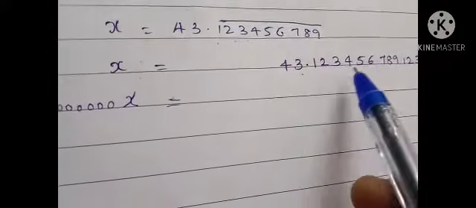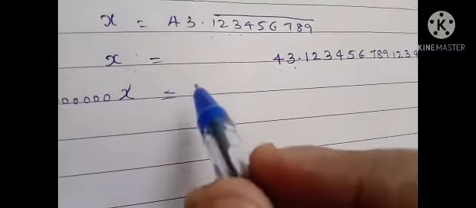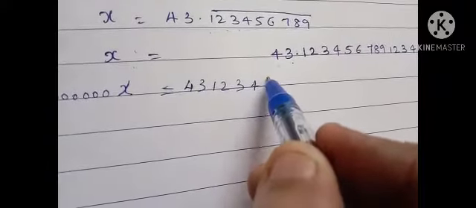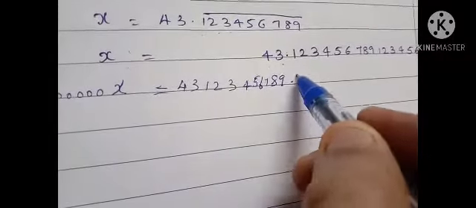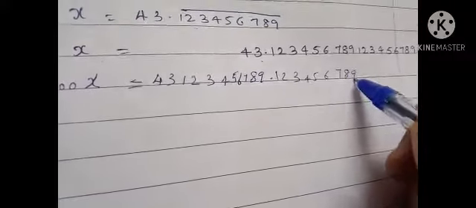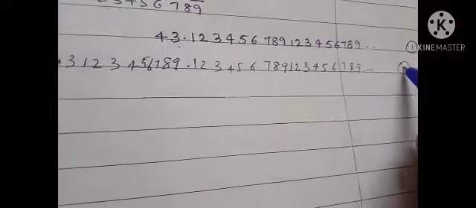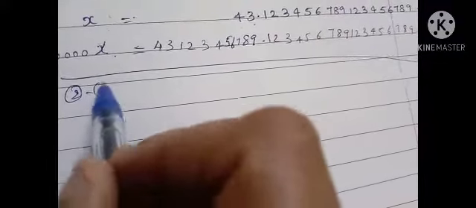What will happen here? These 9 digits came before the decimal. That means 431234567 89 point 1, 2, 3, 4, 5, 6, 7, 8, 9, 1, 2, 3, 4, 5, 6, 7, 8, 9, etc. Isn't it? This we can take as equation 2. Then what should we do? Equation 2 minus equation 1 we have to do.